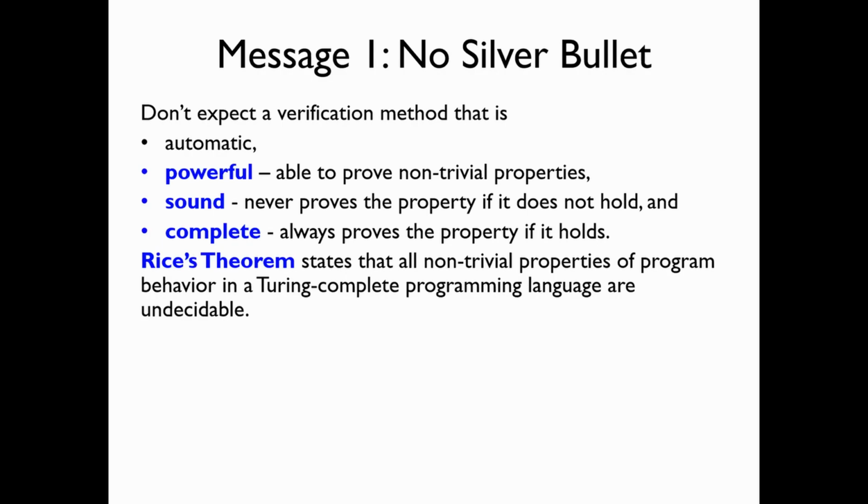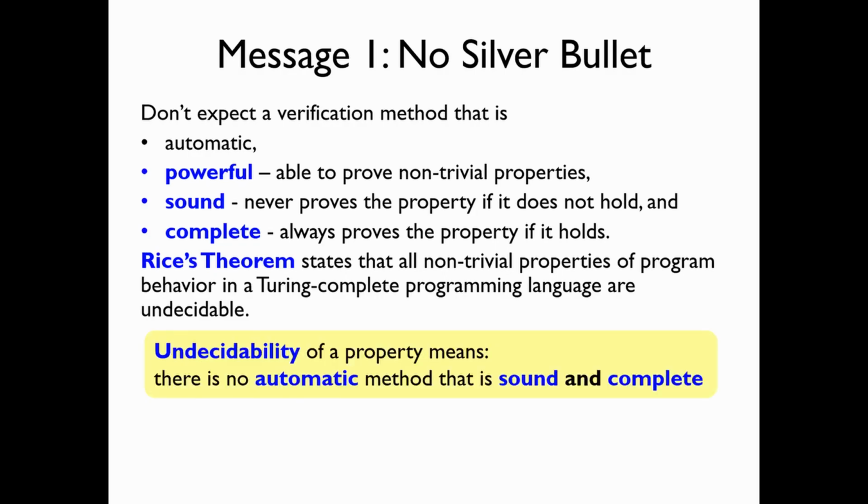This bad news comes from Rice's theorem. Formally, Rice's theorem says that all non-trivial properties of program behavior in a Turing-complete programming language are undecidable. Well, there is a lot of unknown terminology in this statement. Turing-complete programming languages are those that, intuitively spoken, can express anything you want to express. For this talk, it suffices to say that the programming languages developers are using, like C or Java, are Turing-complete. Undecidability of a property means there is no automatic method that is sound and complete.